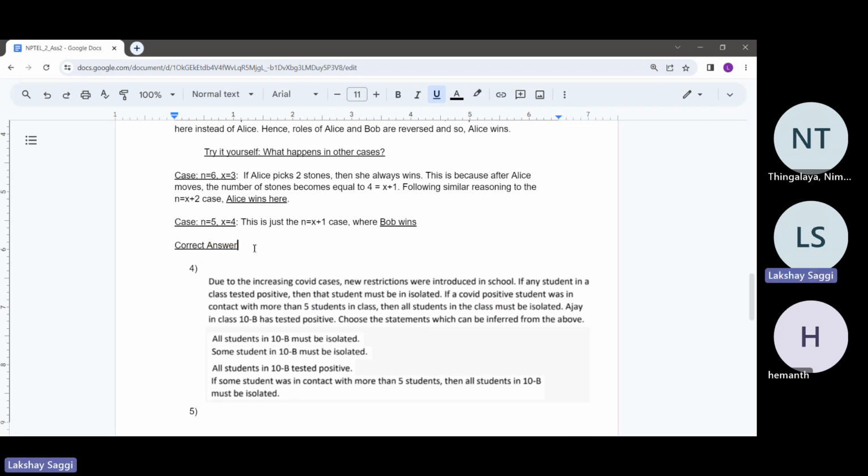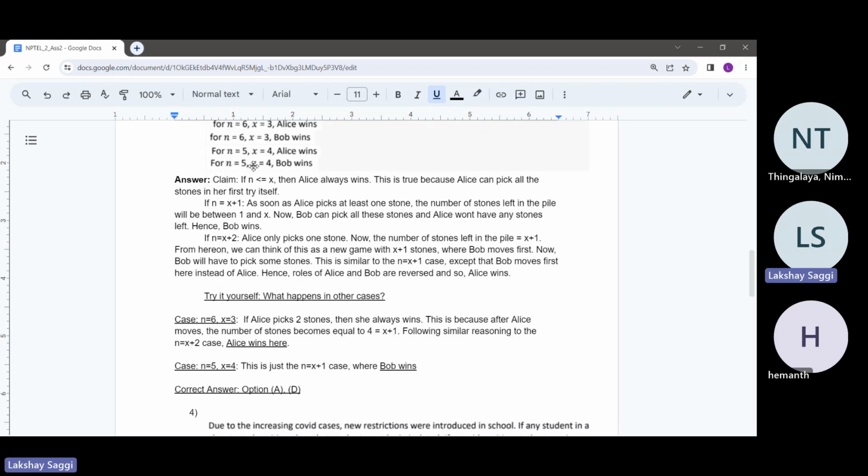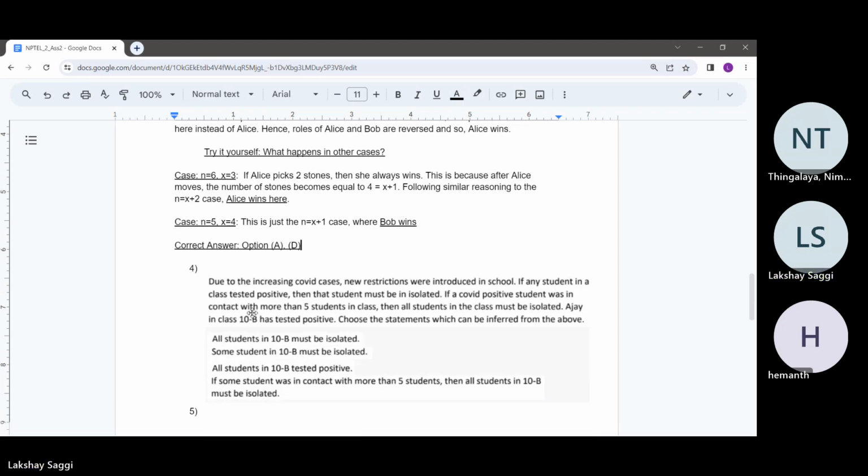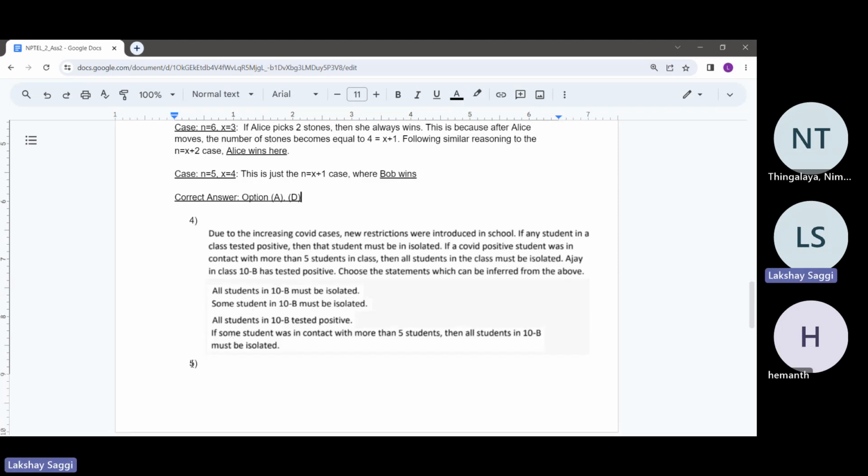Correct answer: option A, comma D. So in this case, Bob is winning. So I hope it's clear to you. So now let's come to the fourth question.